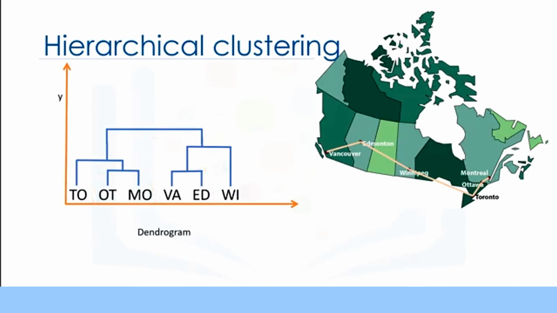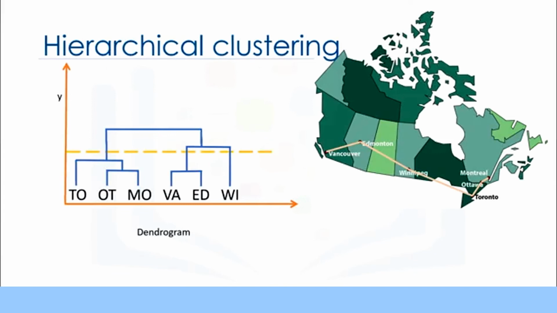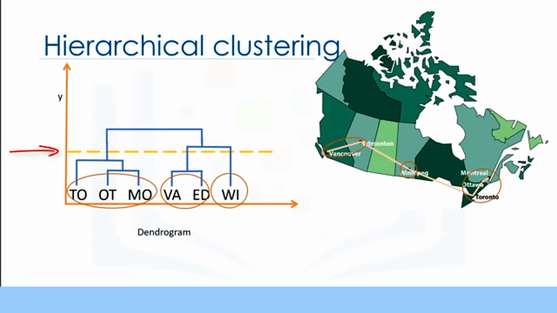Essentially, hierarchical clustering does not require a pre-specified number of clusters. However, in some applications, we want a partition of disjoint clusters, just as in flat clustering. In those cases, the hierarchy needs to be cut at some point. For example, here, cutting at a specific level of similarity, we create three clusters of similar cities.